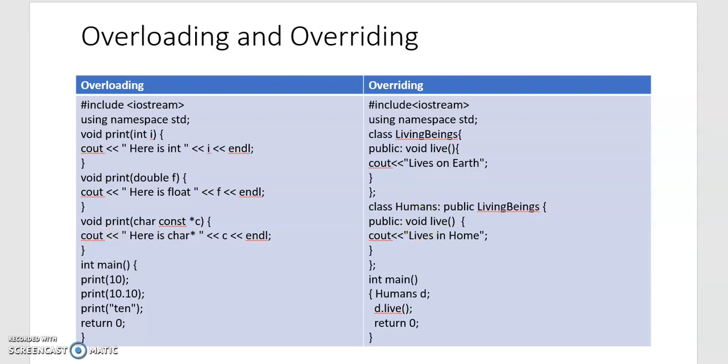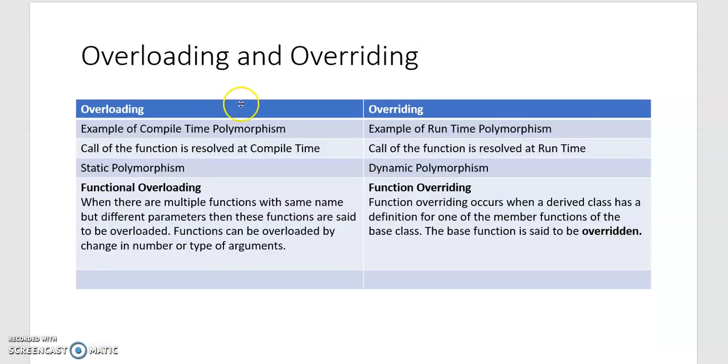To move into the theoretical aspect, we can look at this slide. In overloading, what happens is it is an example of compile time polymorphism. That means at compilation time itself, it will be deciding whether it is print I or printf or print string. It will be deciding it at the compile time itself.